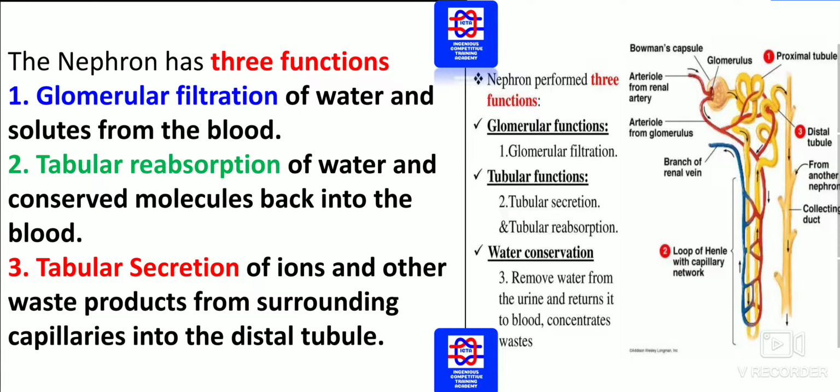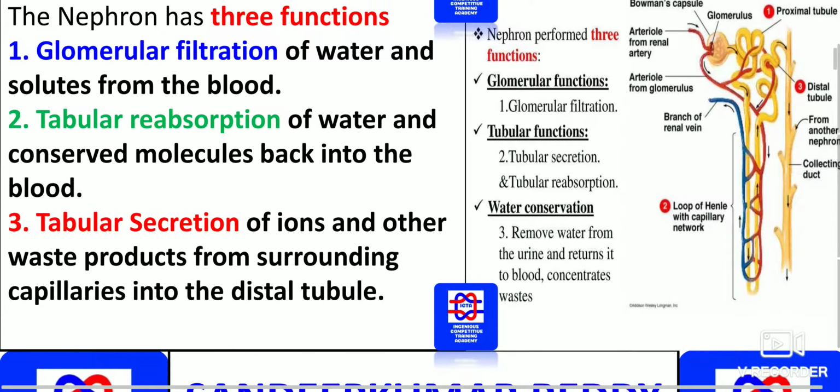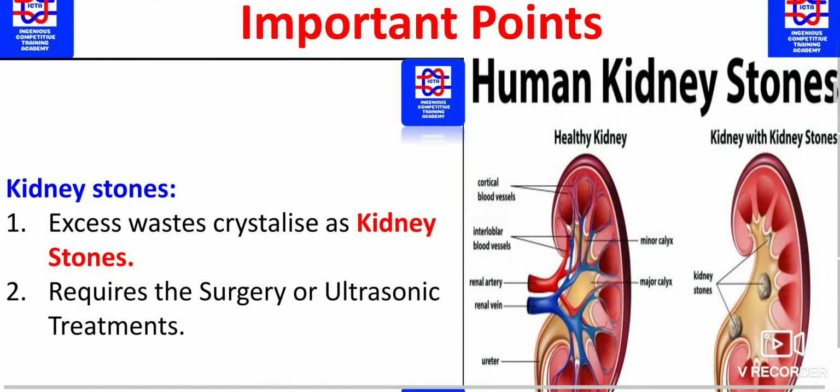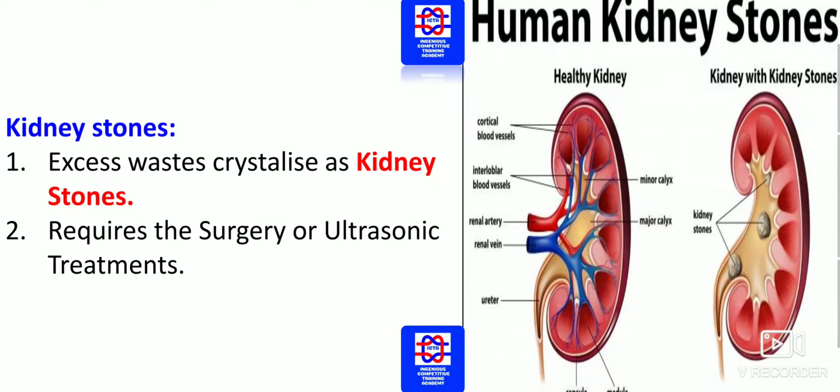You can directly go through glomerular filtration, tubular reabsorption and water conservation. It removes water from the urine and returns it to the blood, concentrating wastes. These are the main intentions. Tubular reabsorption returns water and conserved molecules back into the blood. In tubular secretion, ions and other waste products pass from the surrounding capillaries into the distal tubule. These are a few questions which may be asked in examinations, so please go through what has been given.